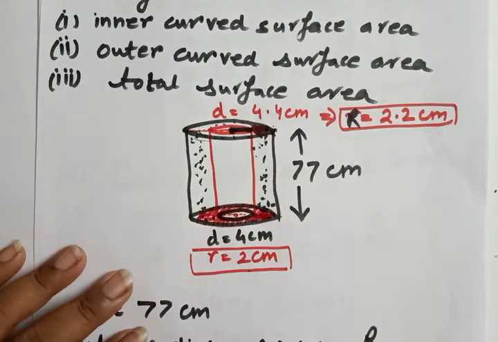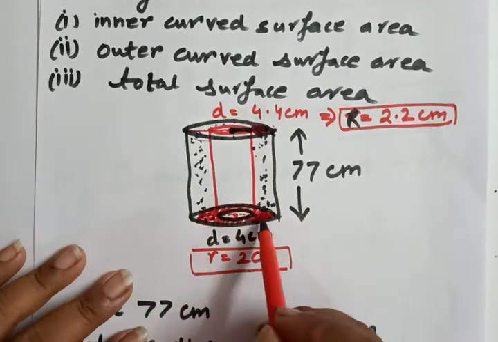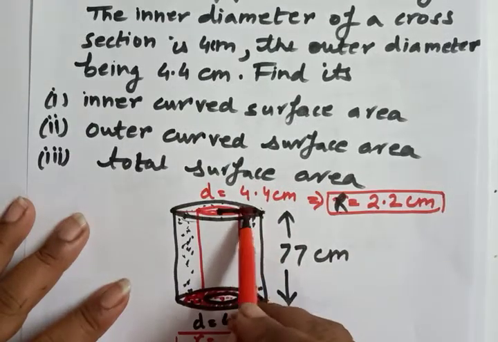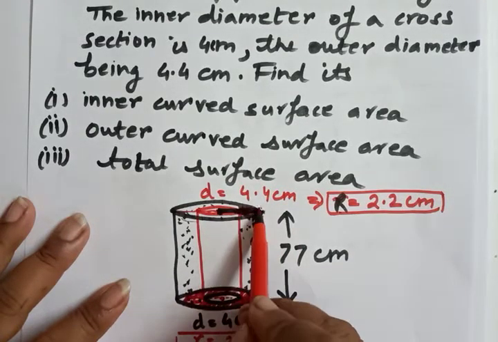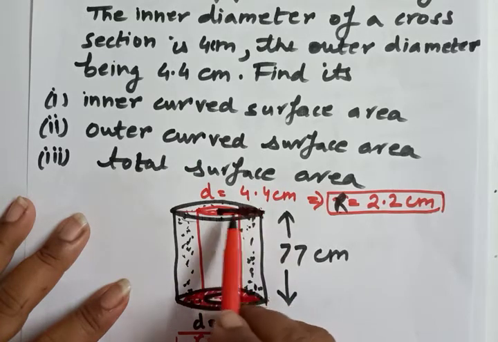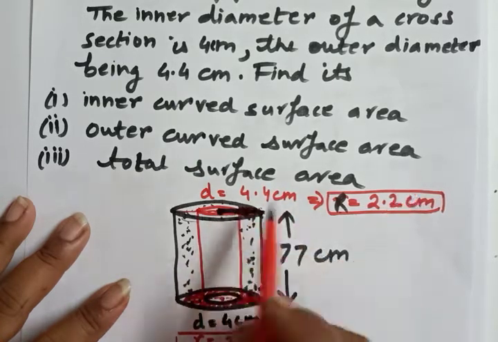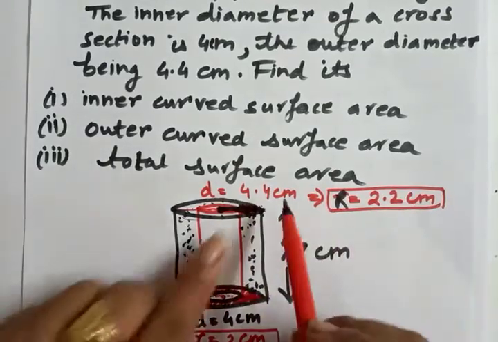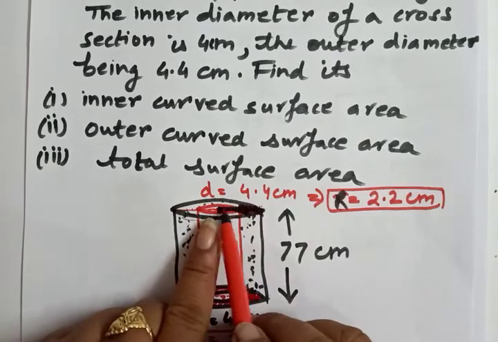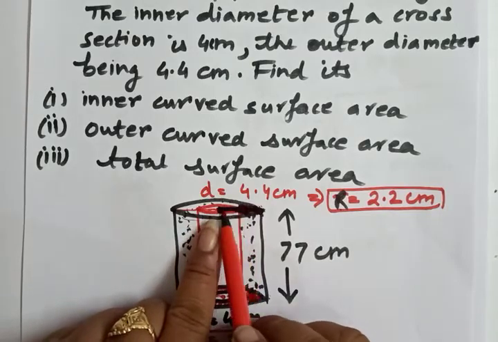But what will be the r for this portion? The r for this portion, we need to find out this one, this r only. Capital R minus this small r, we can get this r. Yes, we will get it by subtracting this small r from the capital R.